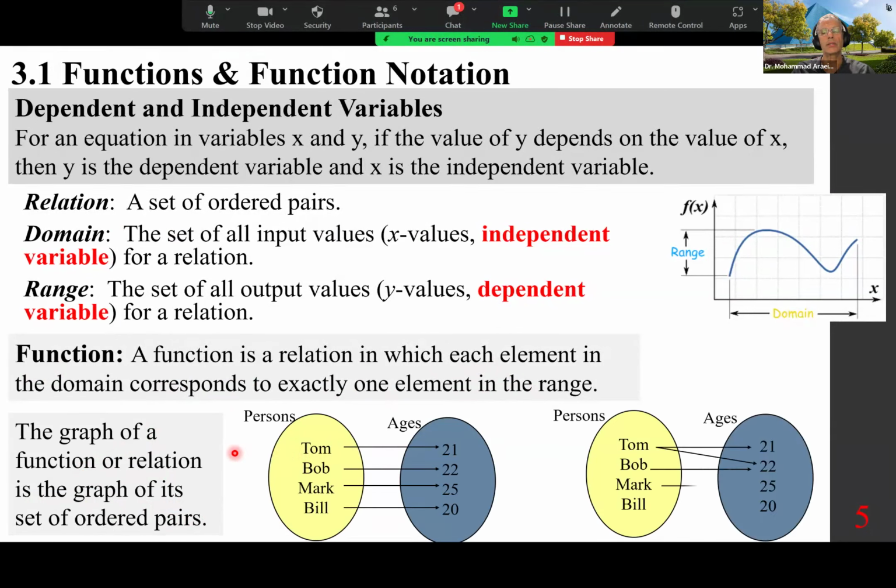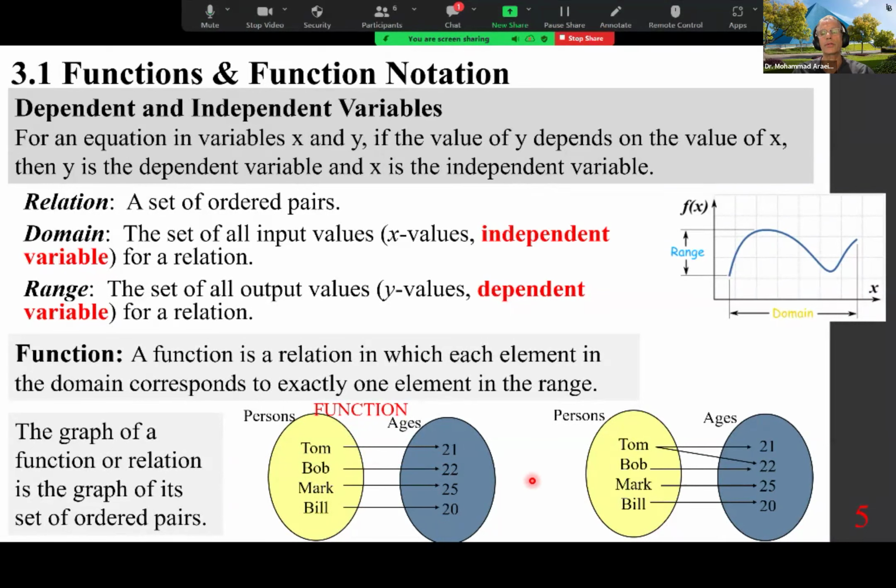As we look at these two cases, the first one represents a function because the x coordinate, the first coordinate, in this case Tom, Bob, Mark, Bill, they do not repeat. So if we were to write this, we would write Tom, comma 21, Bob, comma 22, Mark, comma 25, Bill, comma 20.